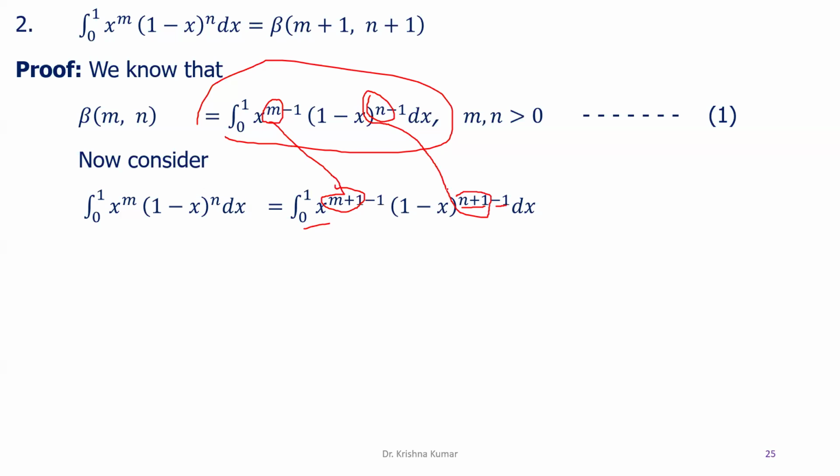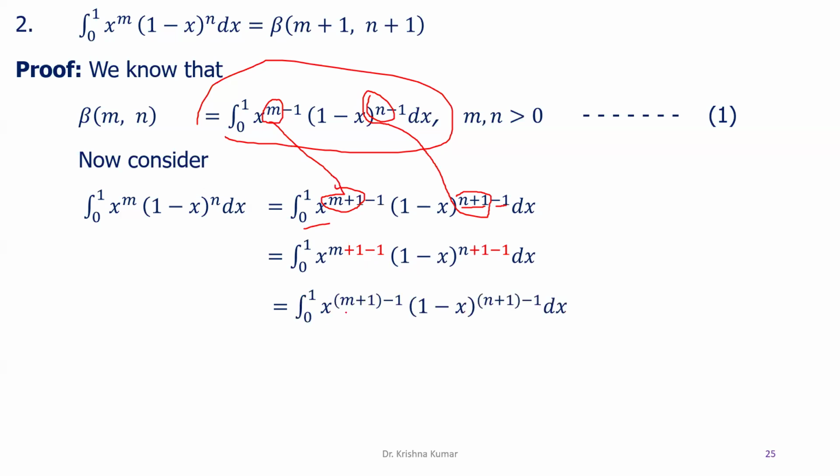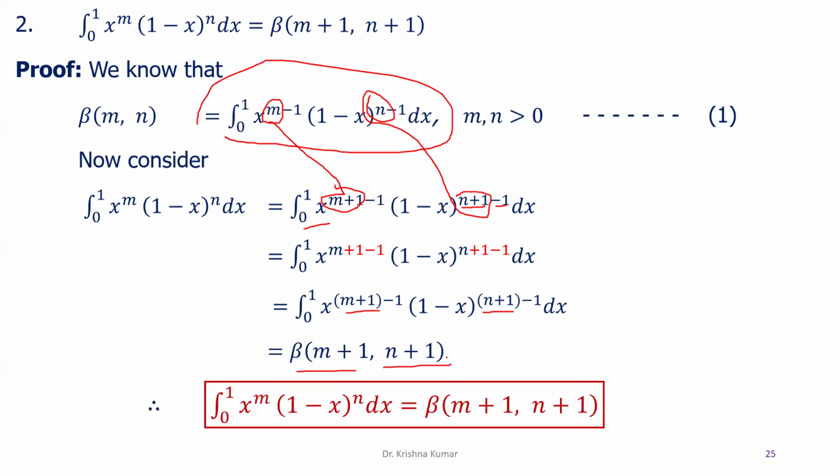So this can be written as beta of m plus 1 and n plus 1, beta of m plus 1 into n plus 1. Hence, integration of x to the power m into (1 minus x) whole to the power n under the limit 0 to 1 with respect to x is equal to beta of m plus 1 and n plus 1.